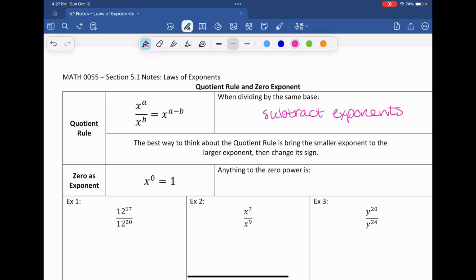All right, so this rule I learned when I first taught algebra is to take the smaller exponent, bring the smaller exponent to the larger exponent, change its sign. It saves you from having to worry about negative exponents where they're not supposed to be. You haven't done negative exponents yet, so you're not going to see them quite yet, but it saves you from seeing those now. And then put this in with the quotient rule because it's part of it, is anything that is 0 is 1.